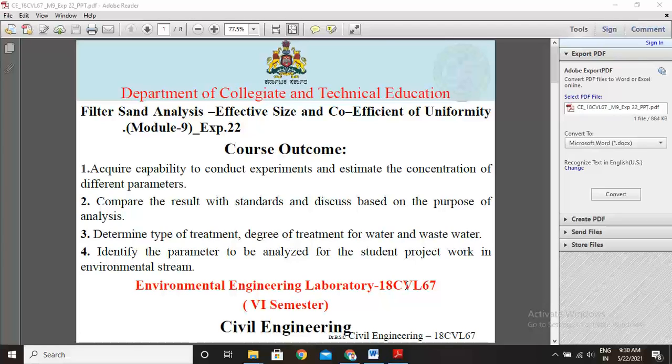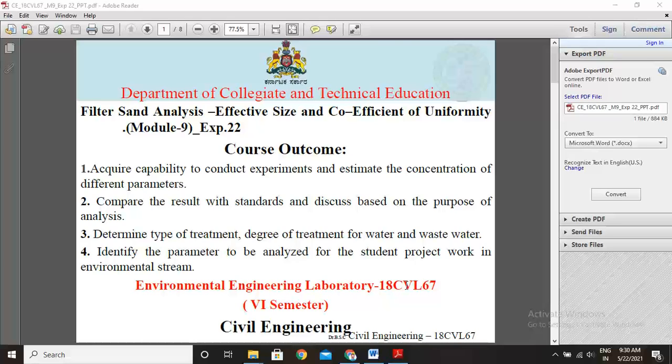Today I want to start experiment number 22. The title of experiment number 22 is Filter sand analysis and determine effective size and coefficient of uniformity of the given samples. So this is the title of this experiment number 22.